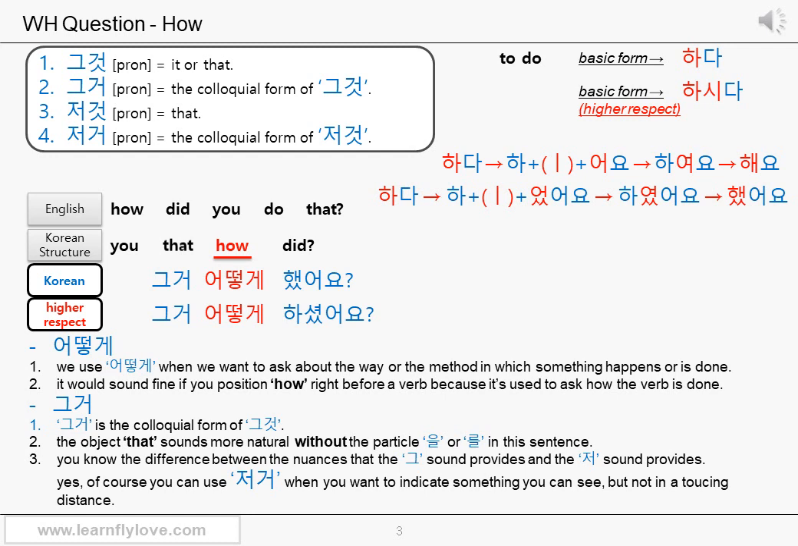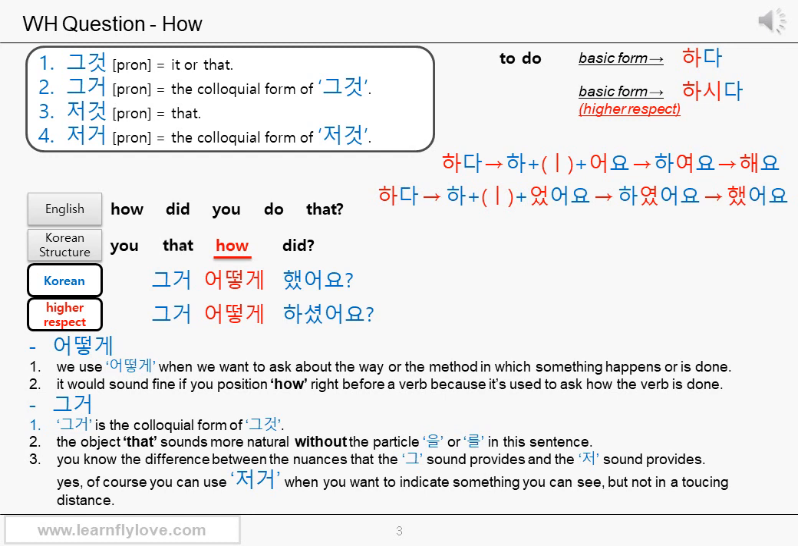You don't have to know this right now, but sometimes an object in a Korean sentence looks like a subject when you add the auxiliary particle 은 or 는. So we can tell that the way or the method how the verb is done is closer to a verb than an object. Let's understand it that way. Okay, so let's push the object that aside and put how right before the verb. So the order is going to be you, that, how, did do, or did.